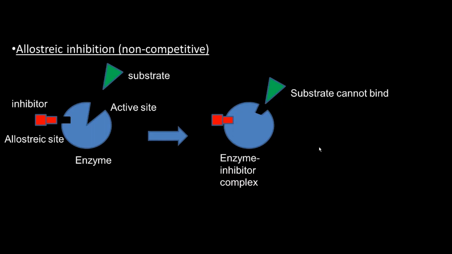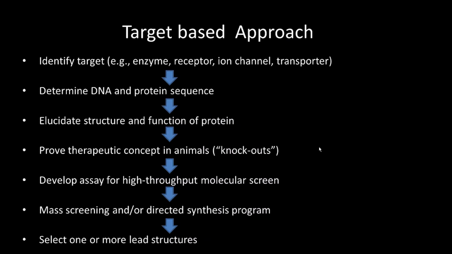So in our target-based approach, what do we do? We identify the target. That means we know the disease mechanism, we know which enzyme, receptor or ion channel we want to target. Then we determine the DNA and protein sequence, the two-dimensional sequence like we looked at. Then we elucidate the structure and function of the protein, prove the therapeutic concepts in animals, develop an assay for high throughput screening, mass screening, and then select one or more lead structures.